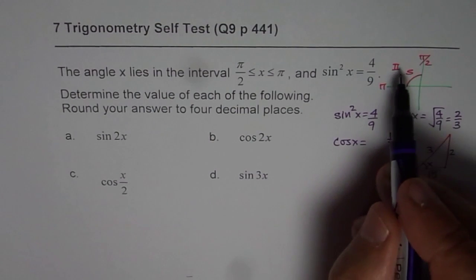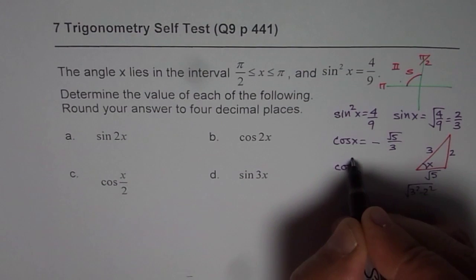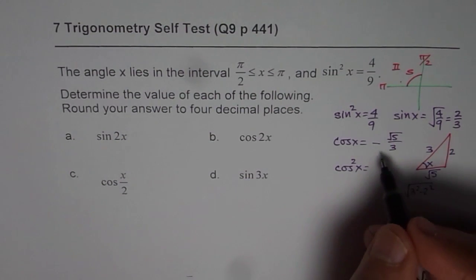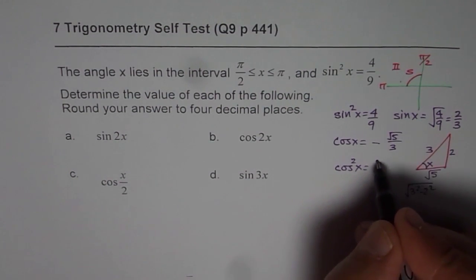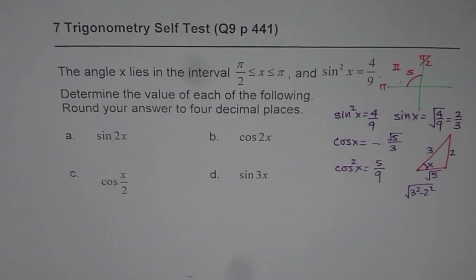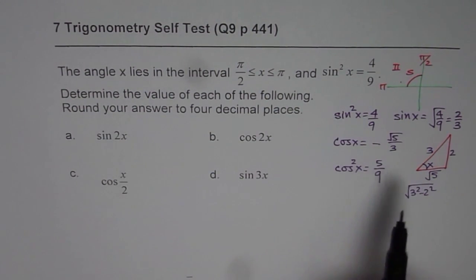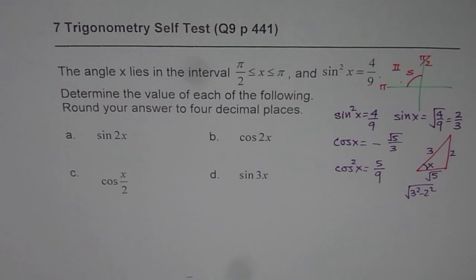You guessed it, quadrant 2 means negative. That is very important. How about cos square x? That has to be positive. Square of a negative number will be positive. When you square it, you get 9 in the denominator, 5 in the numerator. So you know sine square x, cos square x. You can calculate all the values, right? So that is the basic which is required, and I think these are all known to us. You can pause the video, answer the question, and then look into my further suggestions.